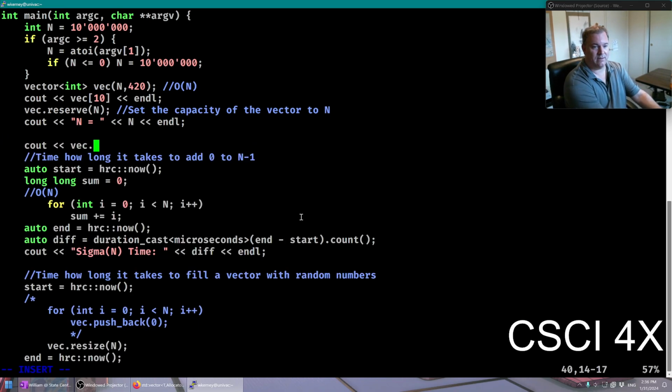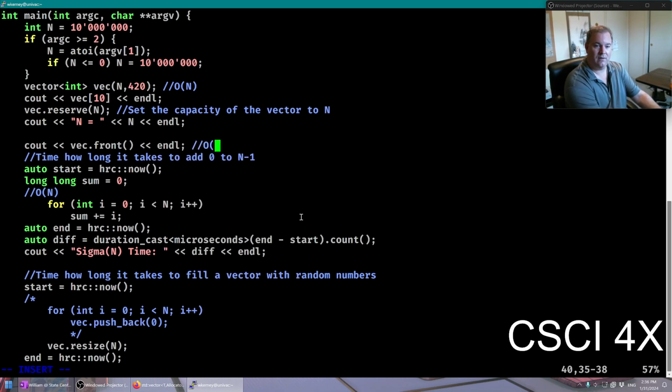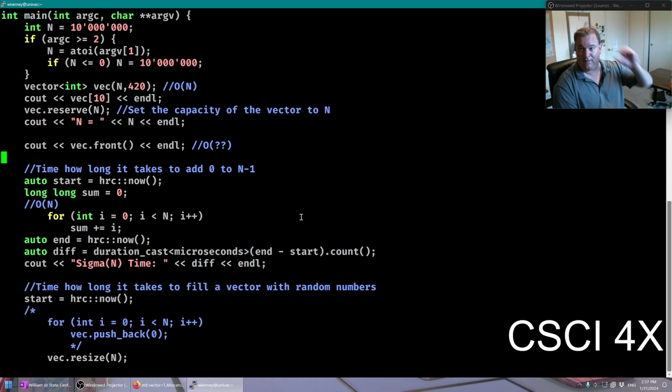Now, what if I said, how long does this take? cout vec.front. This prints out the first element in the vector. It doesn't change it. It doesn't delete it. It just prints out the first element in the vector. How many operations does that take?